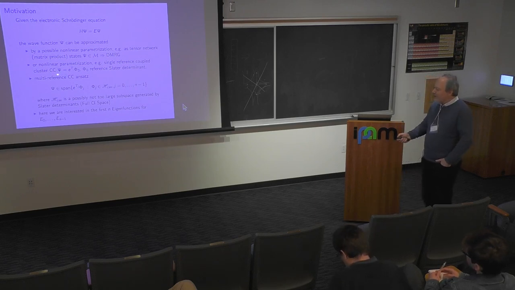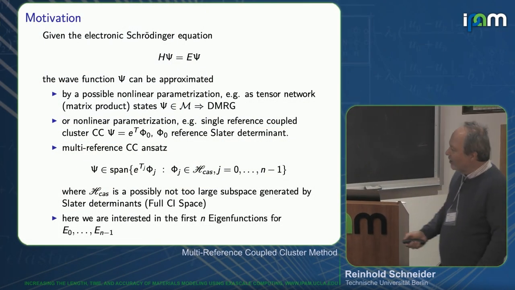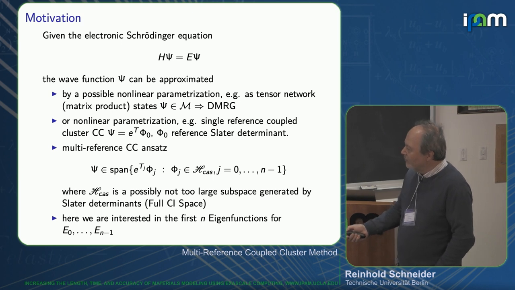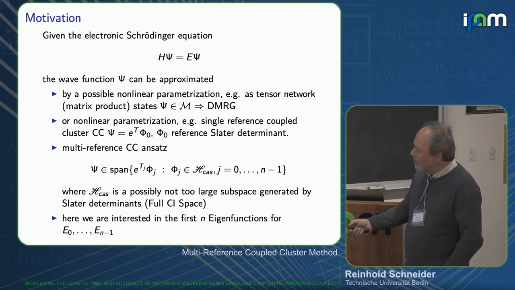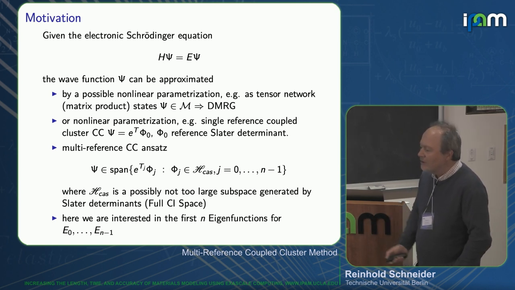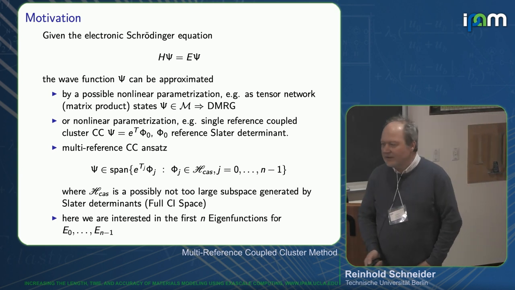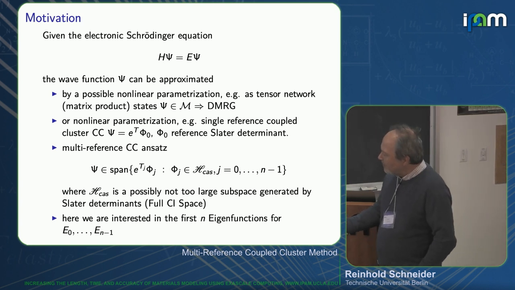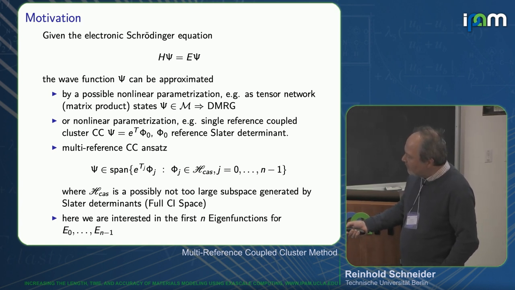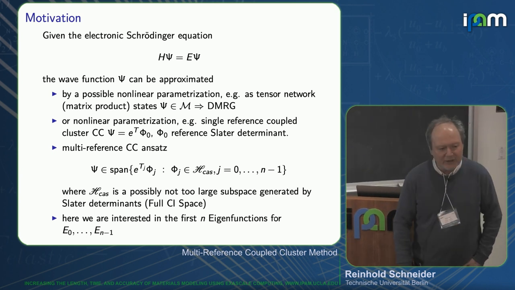And the basic idea of a multi-reference coupled cluster ansatz is not using a single determinant, using now a bunch of functions which are of this form with different determinants. And this leads to principal difficulties. But at first I make the following simplification. It must not be a determinant as the reference. It can already be a linear combination of Slater determinants.